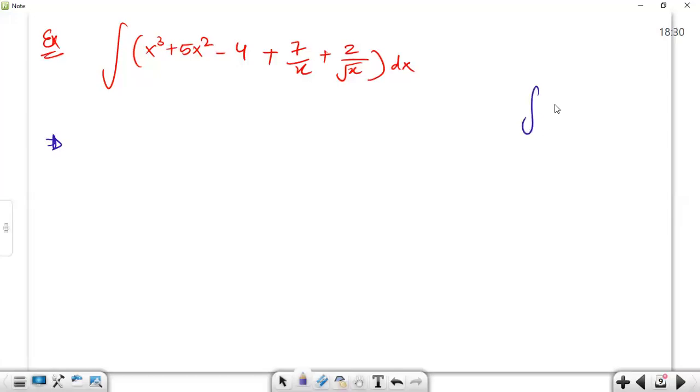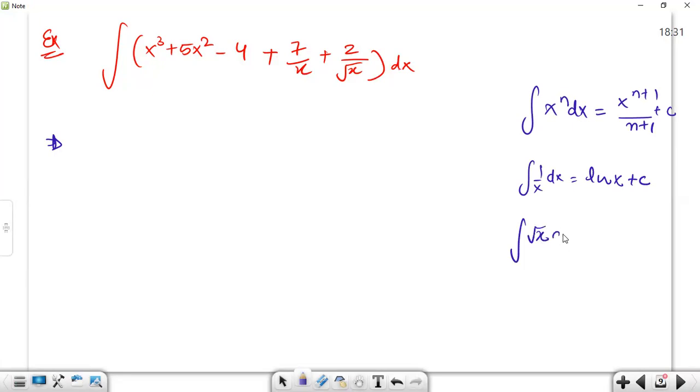So we know integration of x raised to power n dx is x raised to power n plus 1 upon n plus 1. And here, this is basically logarithm of x plus c. This is plus c also. And we can also learn the formula of square root of x dx. This is basically 2 by 3, x raised to power 3 by 2, plus c. You can learn this because it is very useful most of the time.